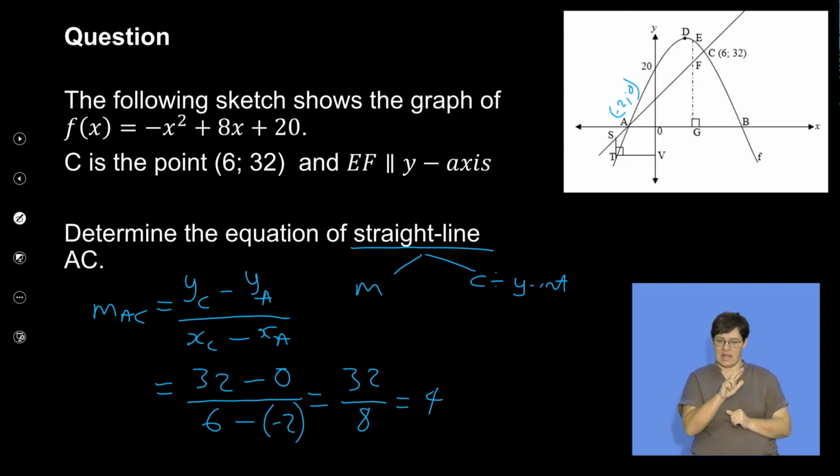Because 8 goes in there 4 times. So already I know I have y equals 4x. Now I need the y-intercept, right? And the y-intercept, which is the c, I don't know anything about it. So far, I landed at 4x plus c.